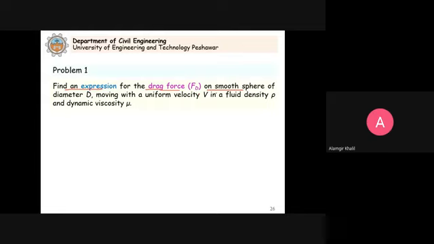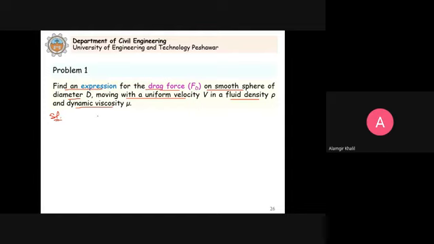On a smooth sphere of diameter d moving with a uniform velocity v, the fluid density is rho and the dynamic viscosity is mu. So we go step by step and follow the method of repeating variables. Remember, if we follow the Buckingham Pi method, there are several procedures to solve. The method explained in your textbook is the method of repeating variables. So let us follow this. We will stick to the textbook.